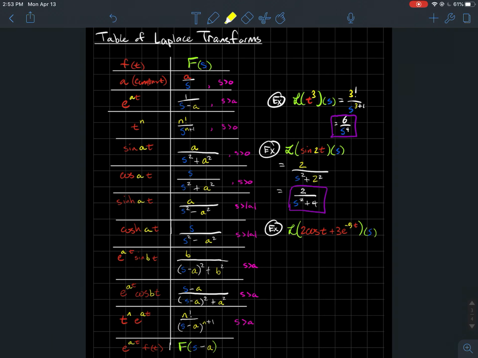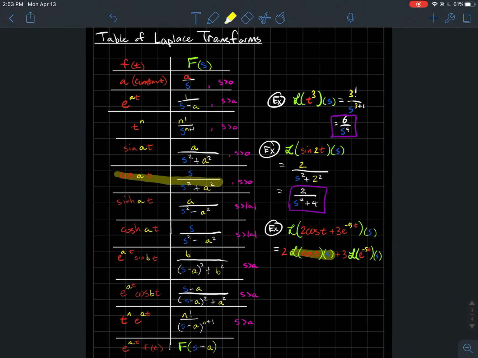Let's do one more. Let's do the Laplace transform of 2 cosine of t plus 3 e to the minus 5t. So here's where we're going to use our linearity property of the Laplace transform. I'm going to split that into the Laplace transform of 2 cosine of t, and then I'll pull that 2 out front, so that's this right here, plus the Laplace transform of 3 e to the minus 5t, and then I'll pull that 3 out front of that. So split that into its 2 pieces. Why should you do that? Well, because this has a formula.